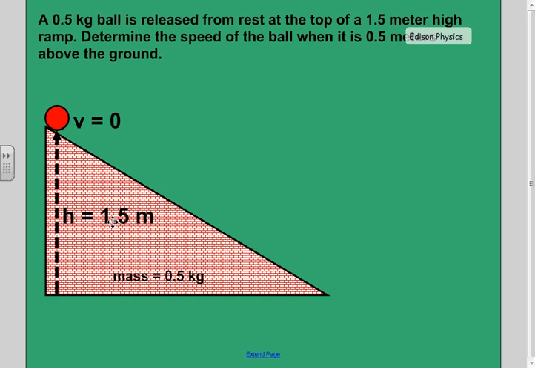Now, we also want to know something about the ball someplace else. The problem tells us we want to know something about the ball when it's 0.5 meters above the ground. So here's the ball later on when it's 0.5 meters above the ground. We know its height. We don't know its speed. Now, how can we take this information, apply the rules of conservation of energy, and come up with a solution to the speed of the ball? Well, it turns out this is really pretty easy. There's a three-step process that we can follow whenever we decide conservation of energy is the way we want to go.